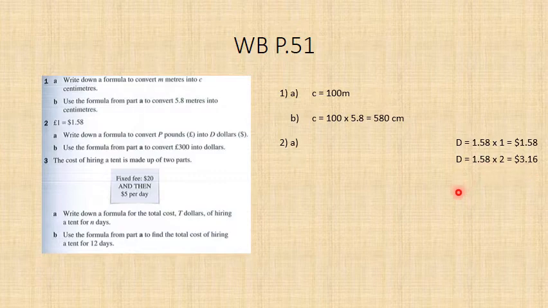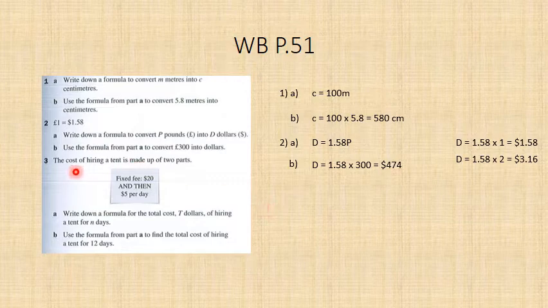So what if I have P pounds? It's going to be 1.58 times P. Okay, this is the general formula to change pounds into dollars. In question B, he needs me to use this formula to convert 300 pounds into dollars. So it's very easy, remove the P and put 300. It's going to be 1.58 times 300, which is $474.